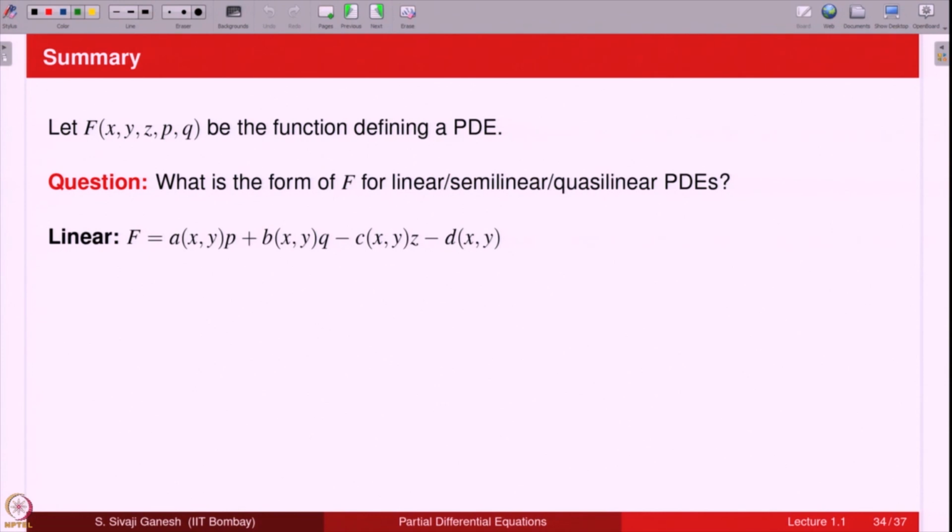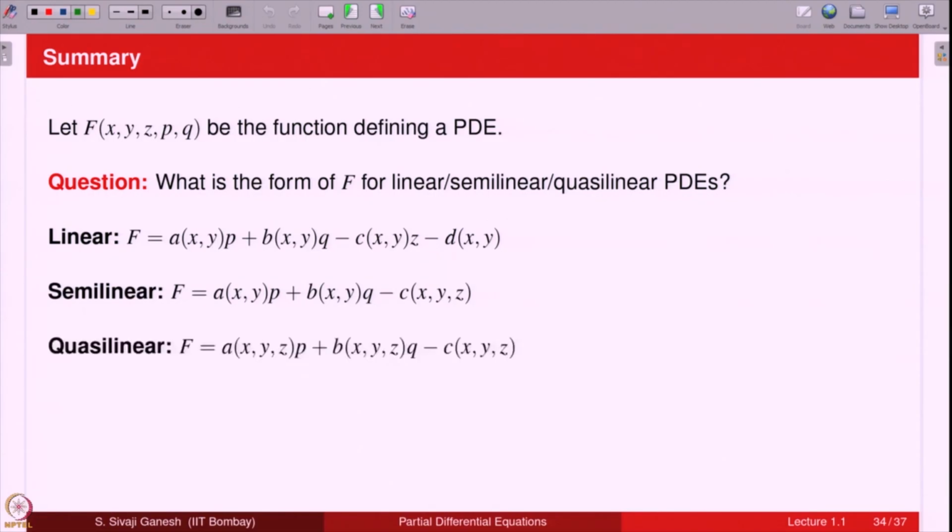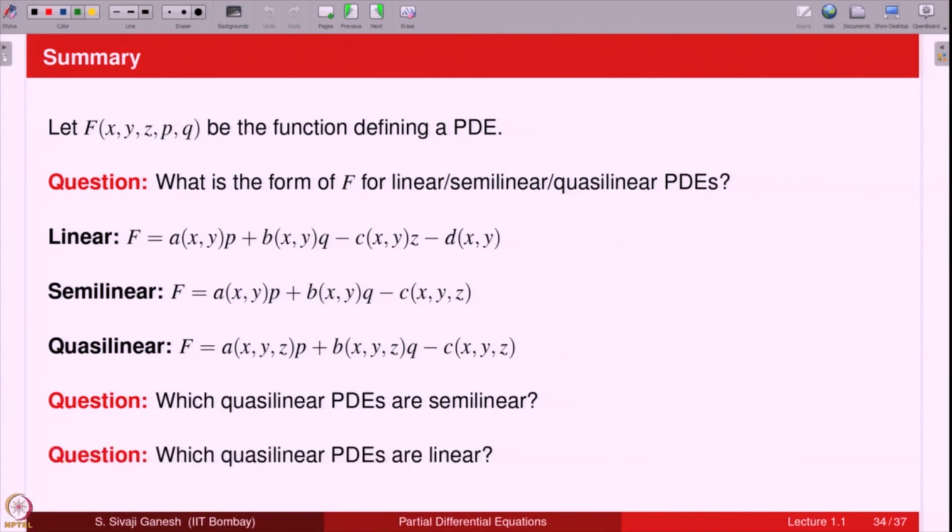Now, for a linear first order PDE, f of x, y, z, p, q will be of this type. This is for semilinear and this is for quasi-linear. Now, we can ask questions like which quasi-linear PDEs are semilinear? When this A does not depend on z, B does not depend on z, a quasi-linear equation becomes a semilinear equation. Similarly, this is another question, please answer yourself.